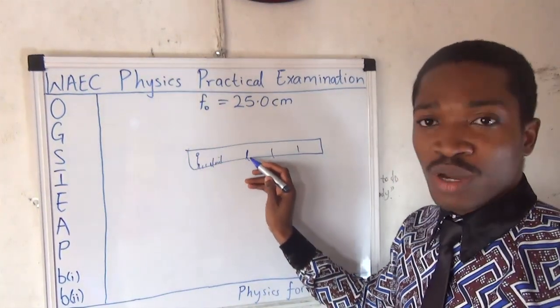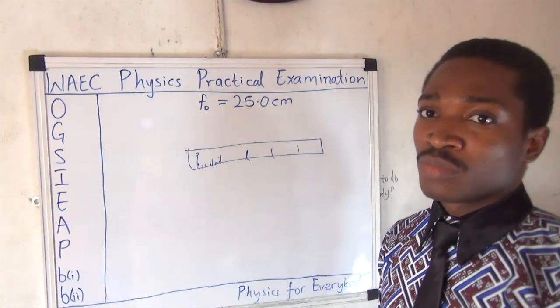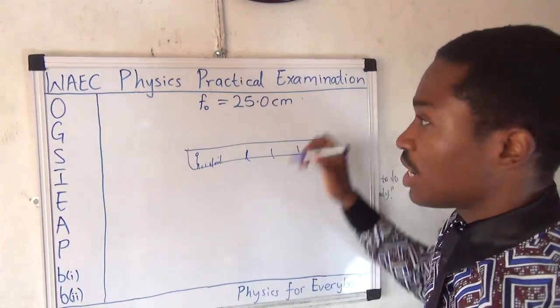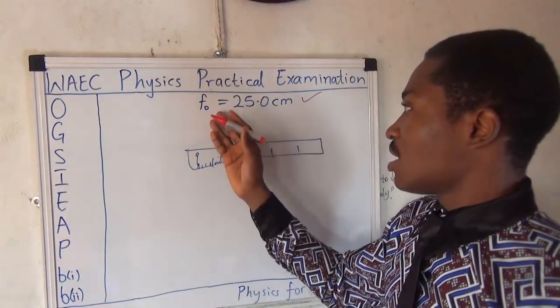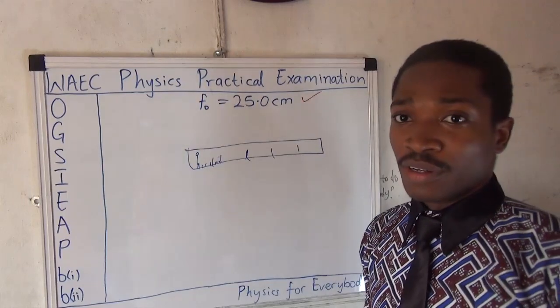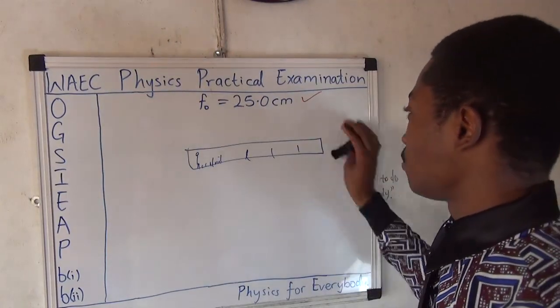It could be 25.1 or 25.0. So you have to put it to one decimal place. That's when your reading will be considered correct. If you are writing F naught equals 25 centimeters, that would be wrong. So let's continue the procedure.